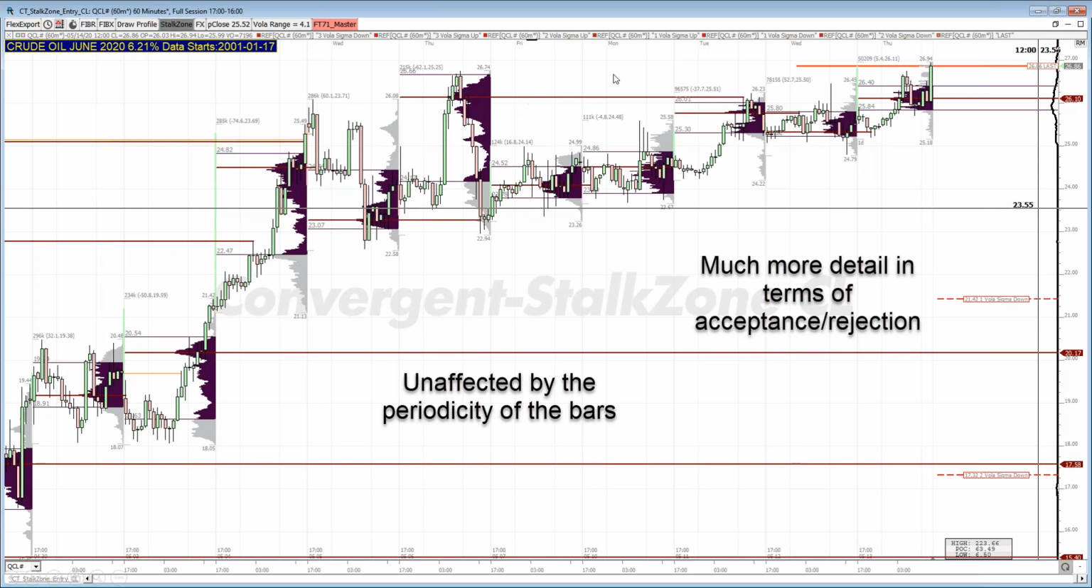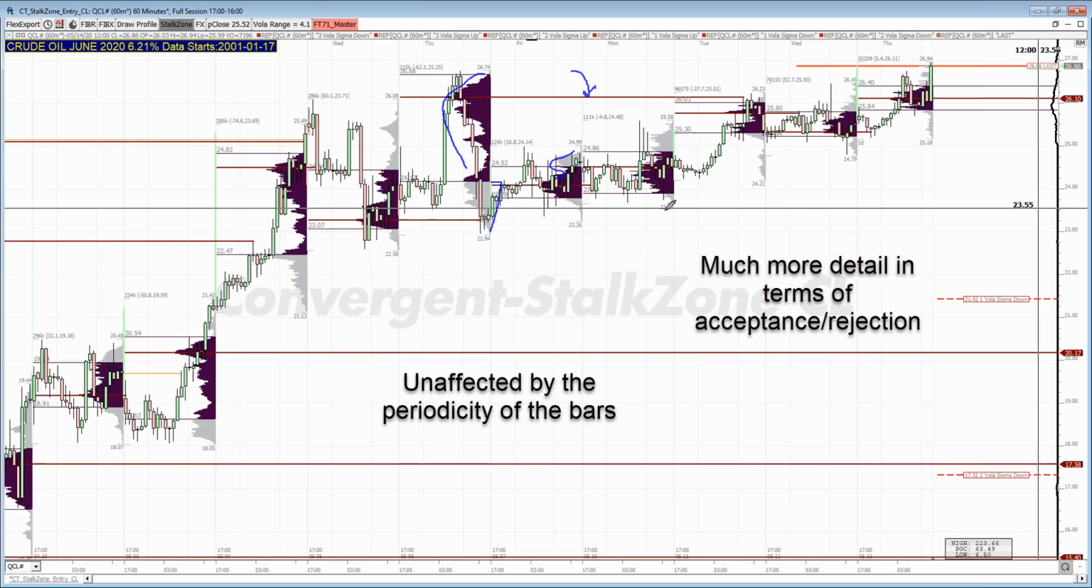The value area is represented in this color, this kind of maroonish color. This is the value area computed. The gray is out of value, and the maroon is the point of control, and the maroon extends out until it's touched by the ensuing day. So there's a lot of detail. You can see a lot of detail as to what happened at each and every price.